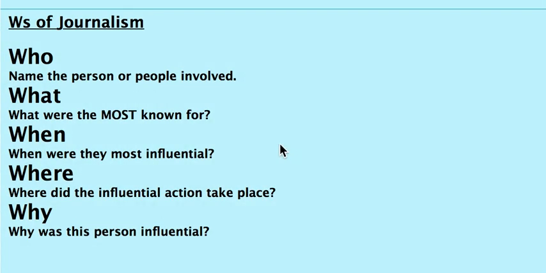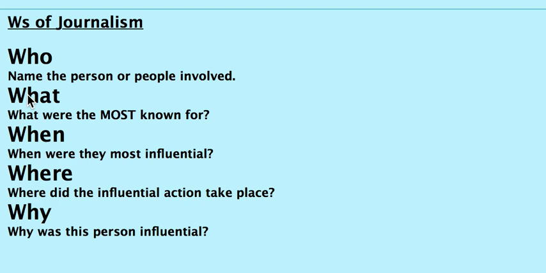So let's do the breakdown here. We have the who, the person was or the people involved. So if it was more than one person, for instance, the Beatles, then you would say each one of their names. You would identify each person involved. Next, what? What were they most known for? Not that they were a beatbox champion in 3rd grade. Okay, what company did they run? What invention did they make? What were they most known for?